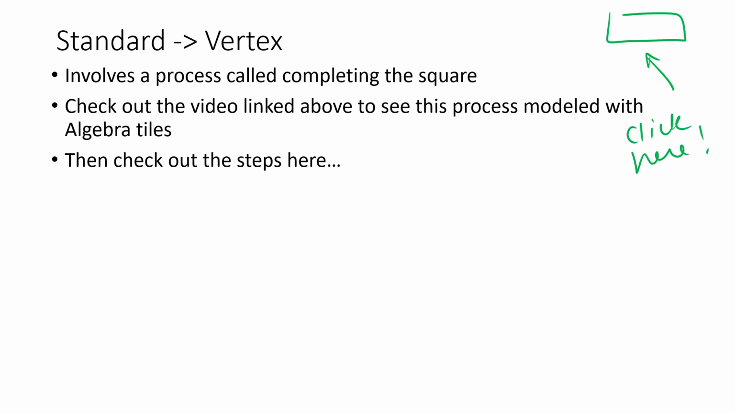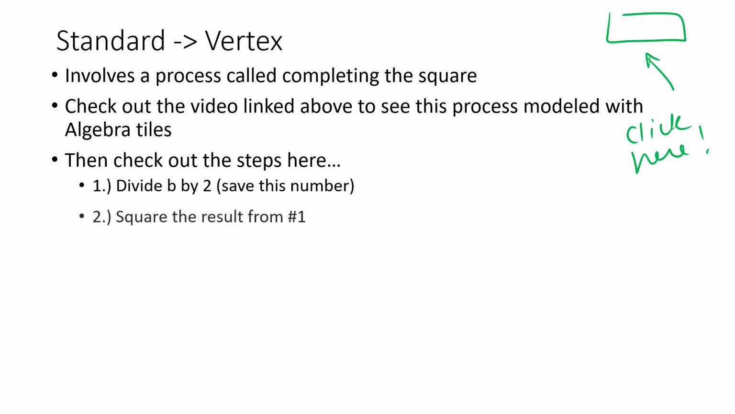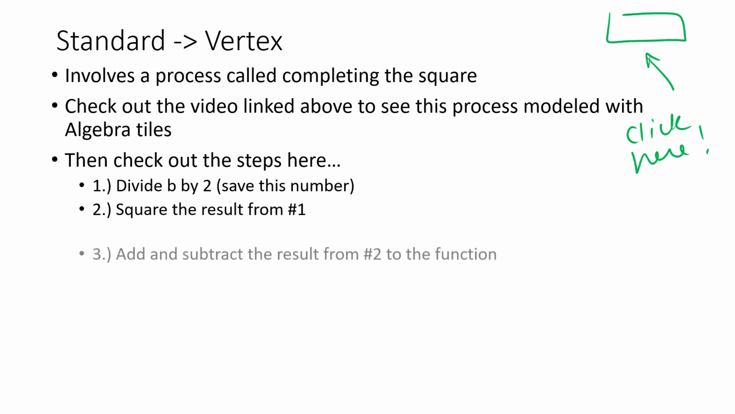Now here are the steps summarized. Okay, we want that kind of algorithm. You're going to take your B value and divide that value by 2. And typically, we can do this with odd numbers, but the arithmetic gets pretty awful. So typically we will keep that with even ones. You're going to divide the B by 2 and then save that number. And then square the result from number 1. Whatever you get for your answer to number 1, square that in your next step.